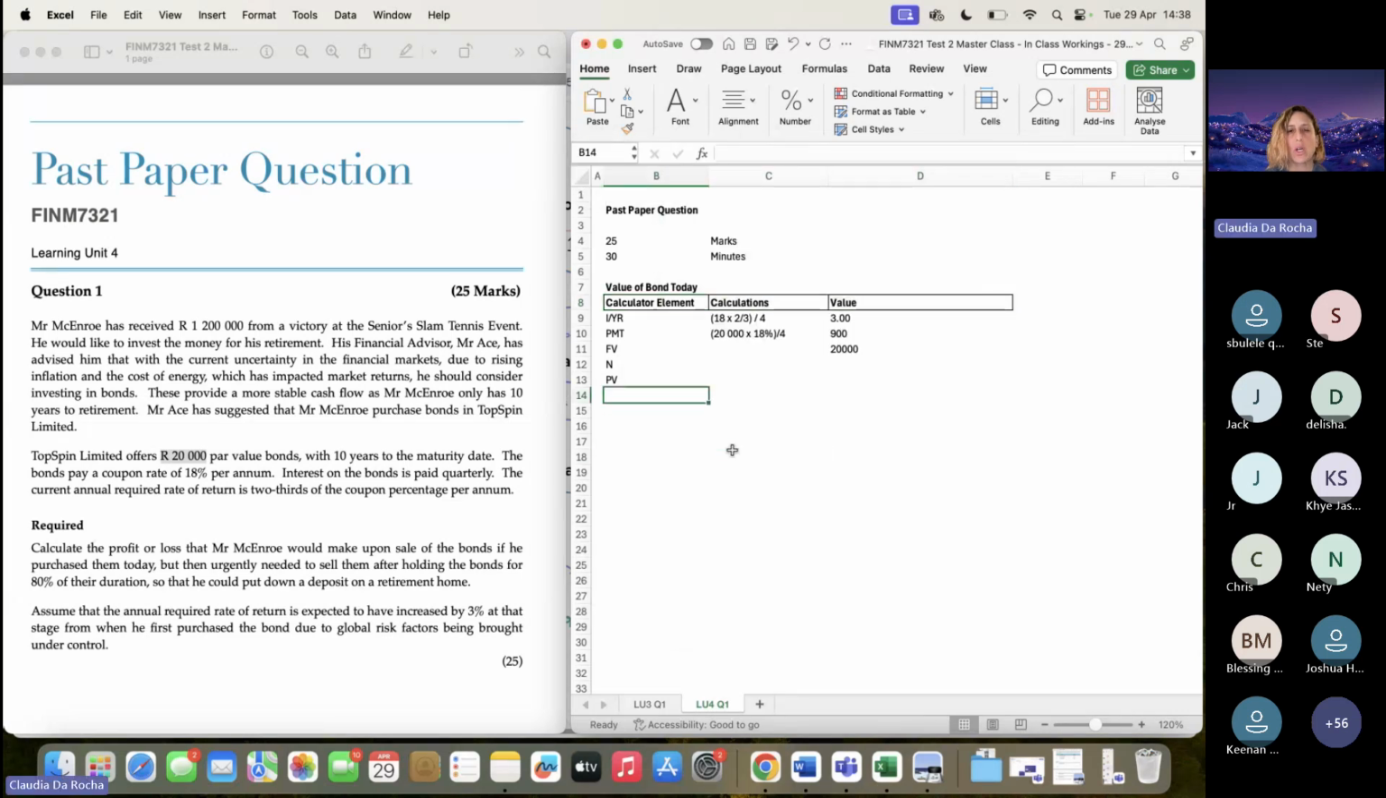Okay. Right. Then I have my N. So my N, they told me, is 10. They said it's 10 years to maturity. Whenever we calculate the bond, we always calculate the N as the years to maturity. So how long are we going to hold it? Because of the compounding period, we're going to times it by 4. So we know that this is 40.